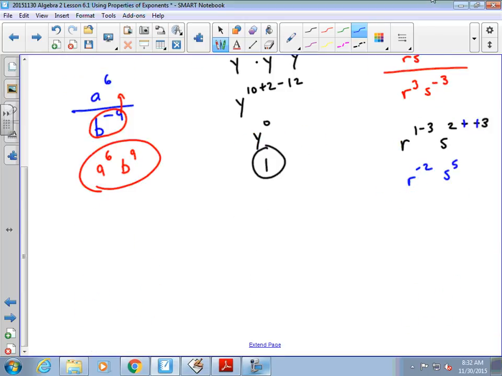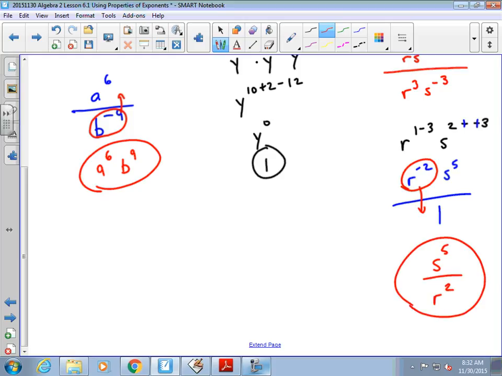So now we have one thing that needs to ride the elevator. You can't leave something with a negative exponent. This needs to go down. S to the fifth stays on top. R squared goes to the bottom. And that is your simplified version. And we'll pick up the rest of this tomorrow.